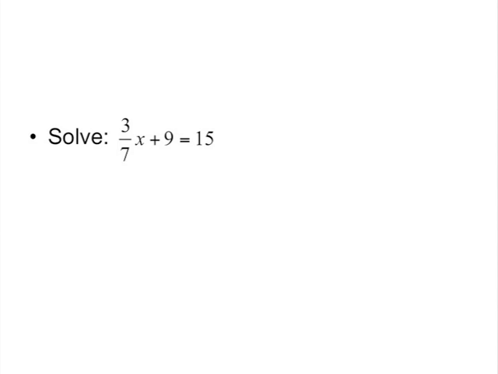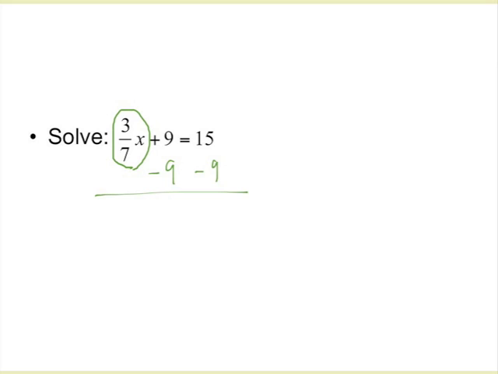So to solve a linear equation, our first step is to get the variable part alone. So this part that has the variable in it, I'm going to get that part alone. I'm going to do that by undoing the plus 9. The opposite of adding 9 is subtracting 9. So I'm going to subtract 9 from both sides. It gives me 3/7 x equals 6.